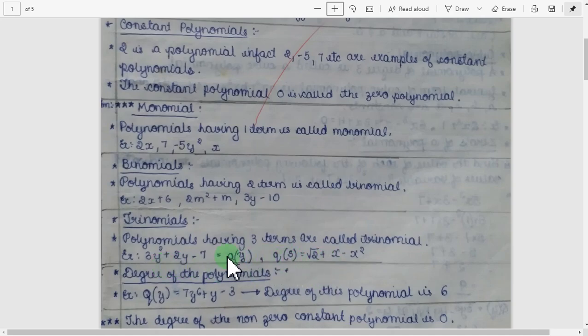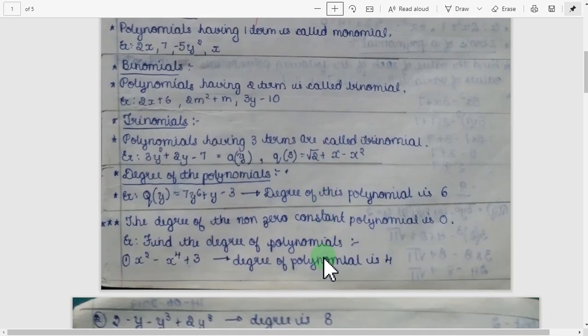We can name a polynomial also. The name of this polynomial is A of y. A of y means a polynomial with the variable y. Q of s means this is the name of the polynomial. This is optional; without a name also you can write. Q of s is root 2 plus x square. This also contains three terms: root 2, x and minus x square. These are three terms in this polynomial, so this is called a trinomial.